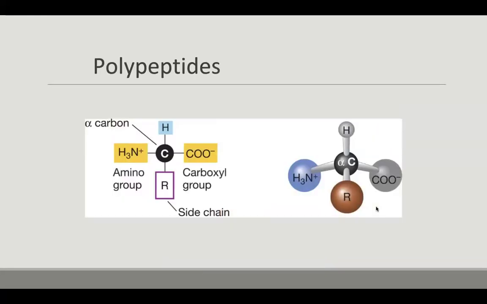So now polypeptides. Polypeptides have an amino acid, which is an aminated carboxylic acid. They have both an acid and a base, so acid here and the base here. The carboxyl group is an acid or a proton donor. The amino group is a base, a proton acceptor.